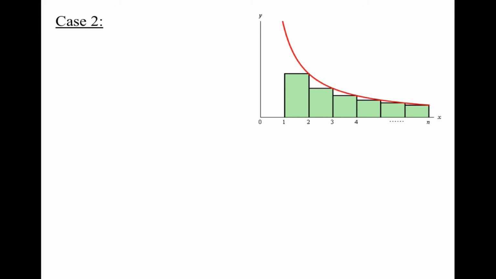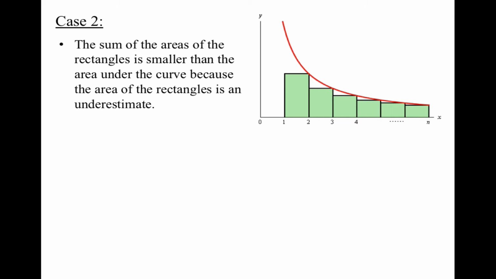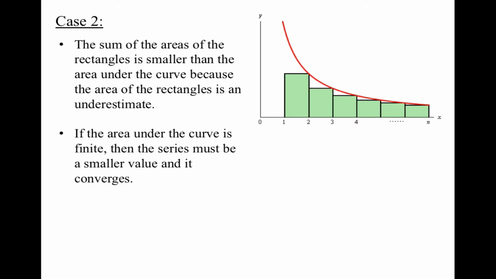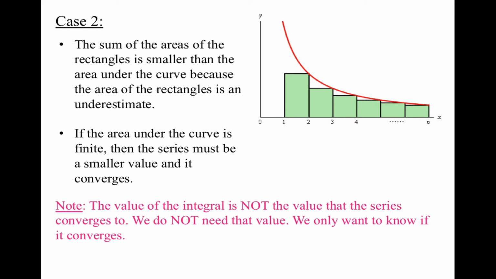Case 2 is when the sum of the areas of the rectangles is smaller than the area under the curve, because the area of the rectangles is an underestimate. So if the area under the curve is finite, then the series must be a smaller value and it converges. The value of the integral is not the value that the series converges to. We do not need that value. We only want to know if it converges.